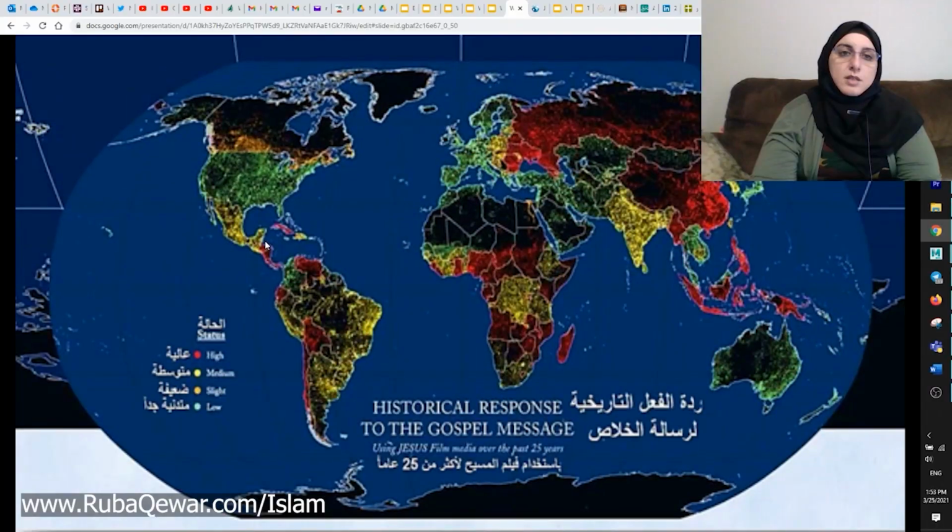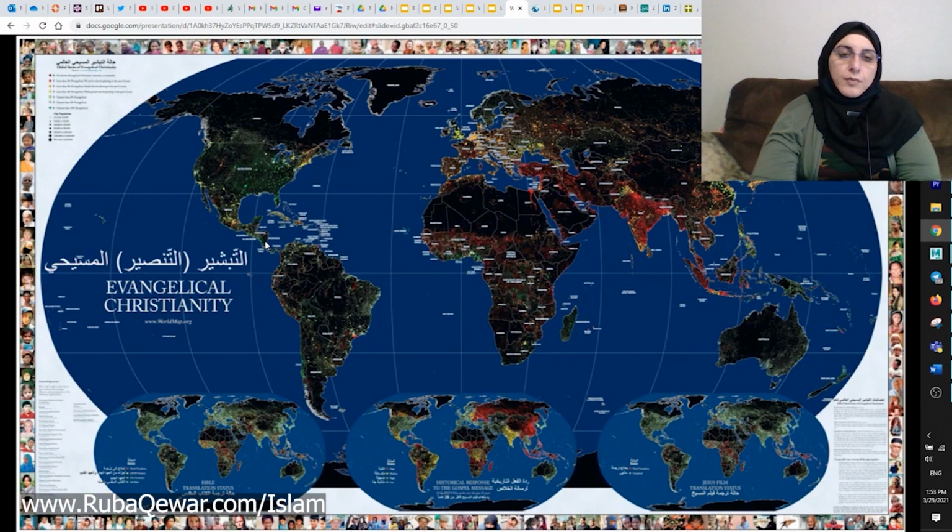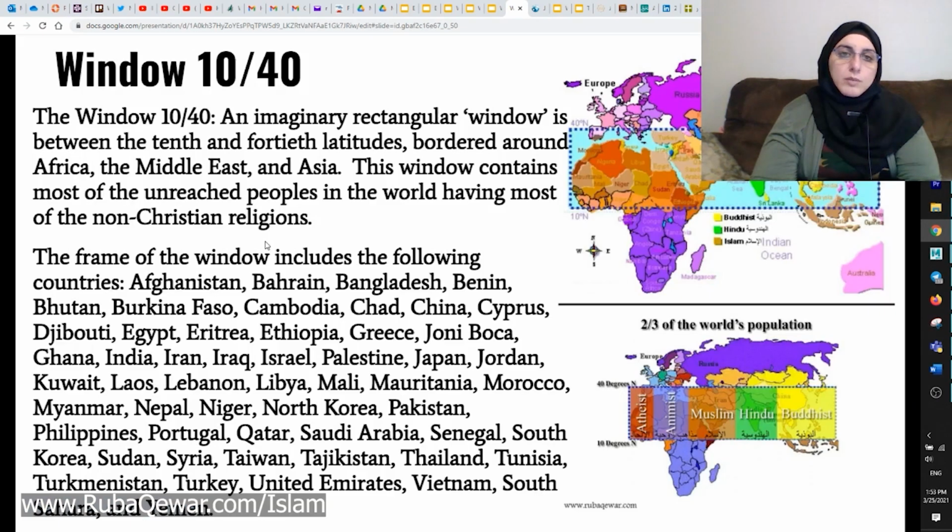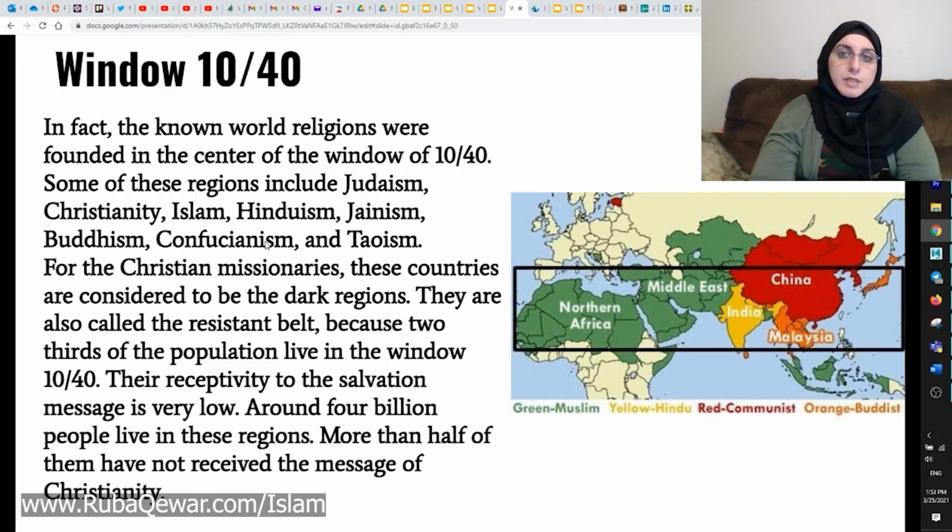Praise be to you, Lord. This is the world map, and after we talked about the world map, right now I will move to what is called the 10/40 window. But before I do that, let's stop right here.